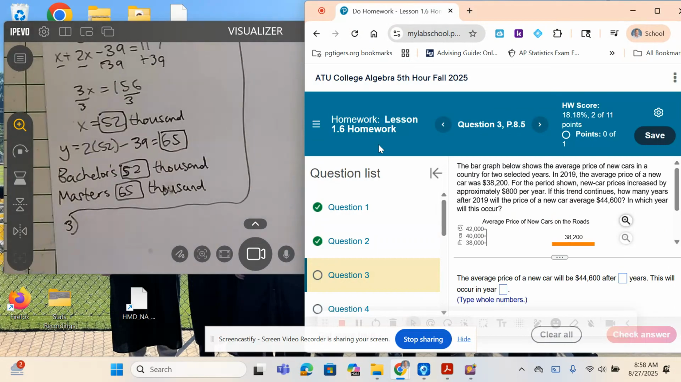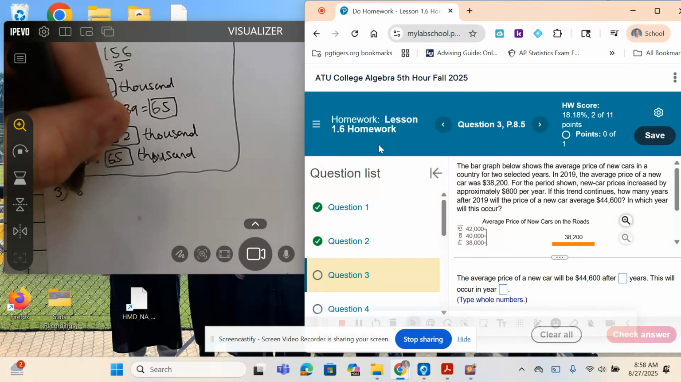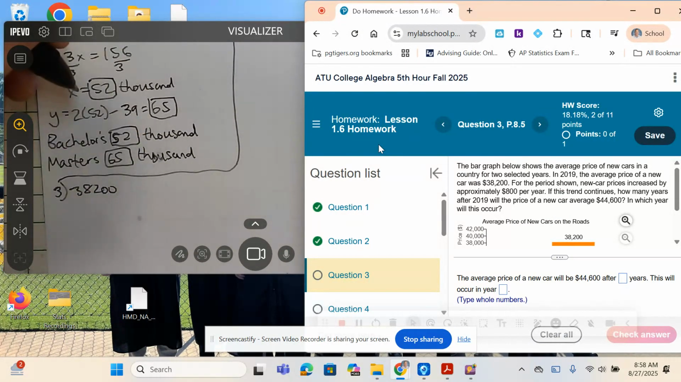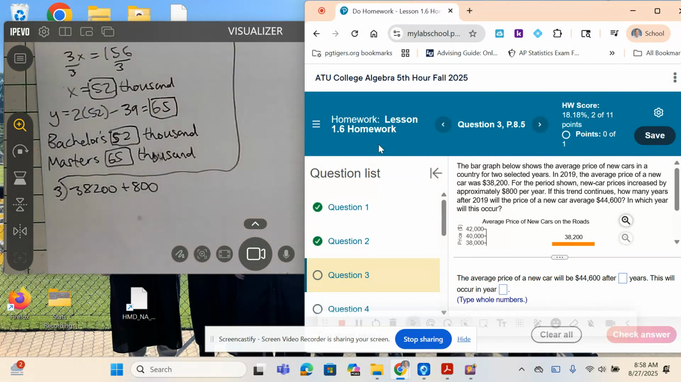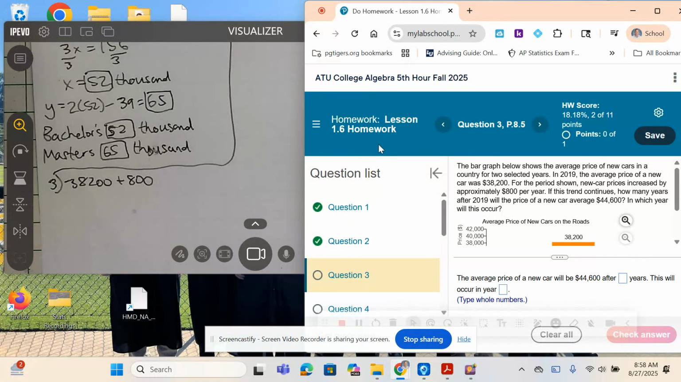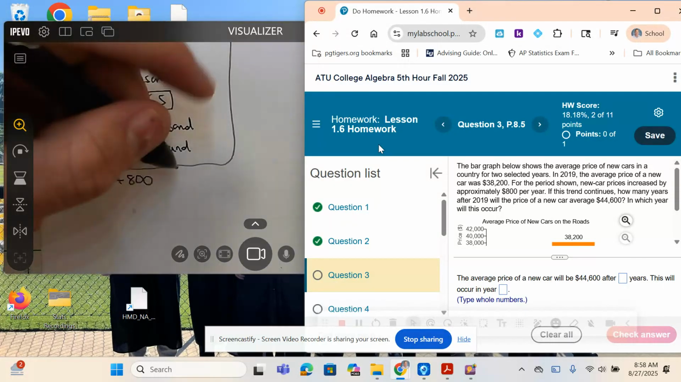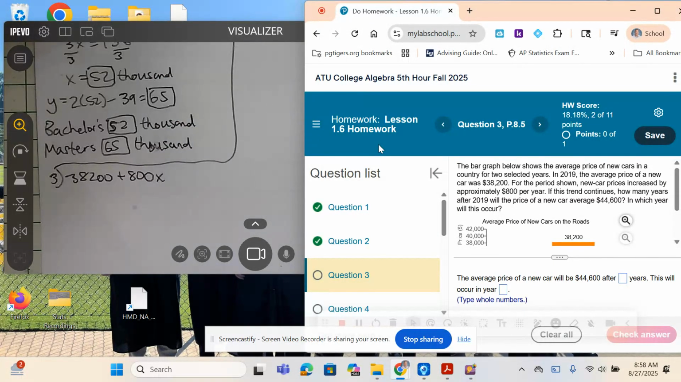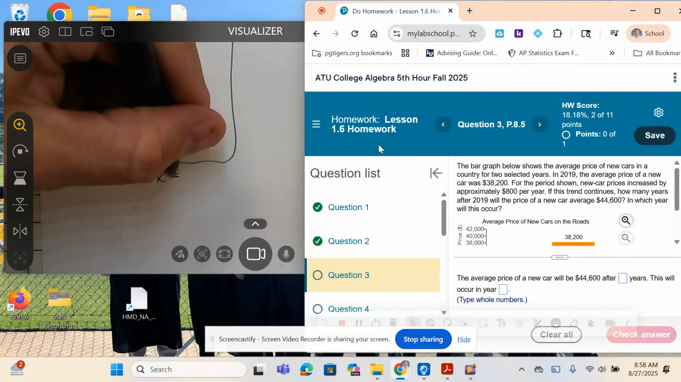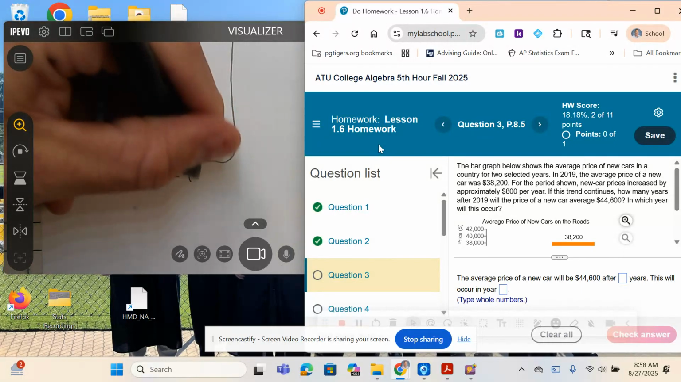So we had one like this in the notes. It starts out at $38,200, and it's increasing by $800 per year. Y'all could use X there, or Y for years, or T for time. If this trend continues, how many years after it will it reach $44,600? So you're going to see when it equals $44,600.